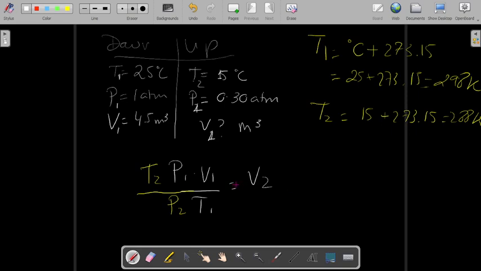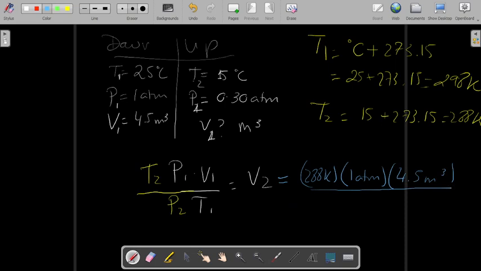So I have all the information to put in the formula. I'm going to do it in blue, on this side. What's temperature 2? It's 288 kelvin. That is multiplying my pressure 1, which is 1 atmosphere, and it's multiplying volume 1, which was also given to me, 4.5 cubic meters. Then I'm going to divide.